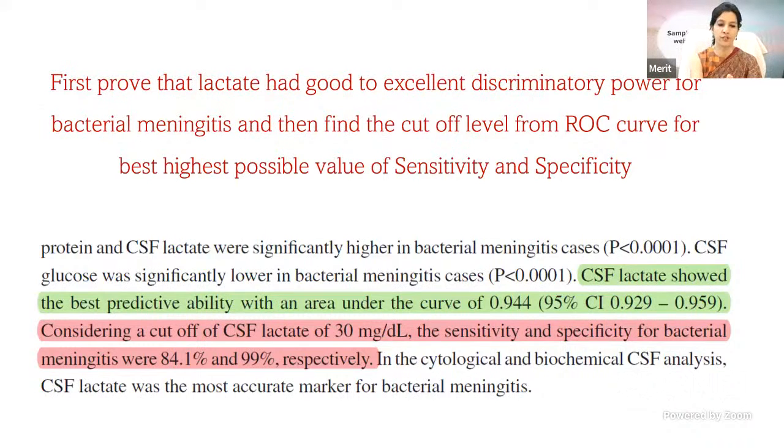So 42 is the sample size, so I will do this study on 42 individuals, and then I will select a cutoff. First I have to prove that lactate has a good to excellent discriminatory power for bacterial meningitis, and then I will find a cutoff from the ROC curve for the best, highest possible value of sensitivity and specificity. And for deciding the cutoff, we calculate Youden's index also.